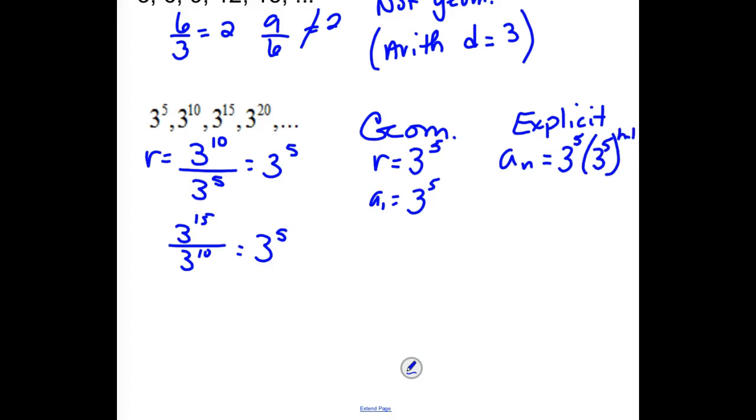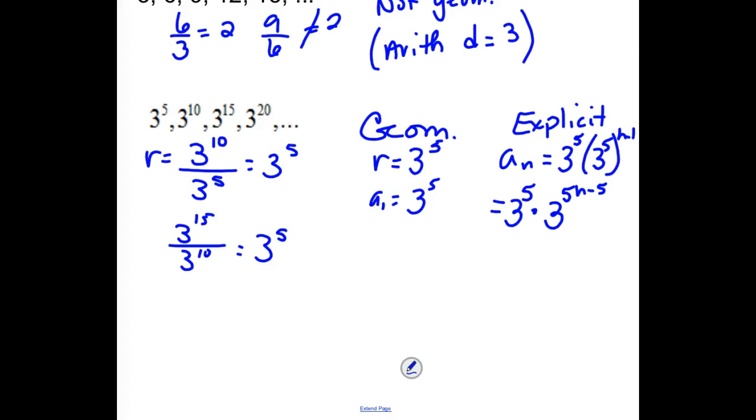That's actually something we can kind of clean up. What happens when we have a power to a power? Power to a power, we multiply them. So 5 times n minus 1, if we distribute that, we get what? Okay, so now we have 3 to the 5th times 3 to the 5n minus 5.